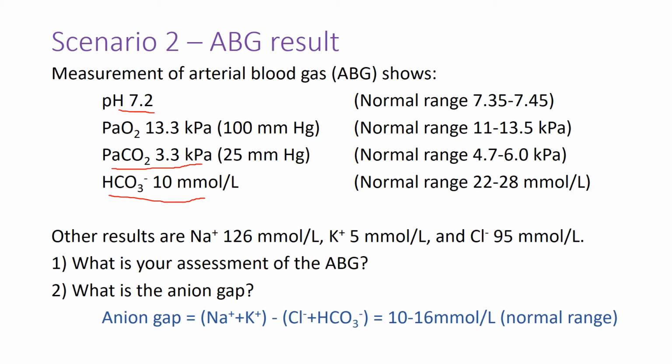What about the anion gap? Well, if you look at the sodium level in the results, it's 126, potassium was 5, and the chloride 95. So if you add sodium and potassium together, 126 with 5 is 131. Take away 95, and the bicarbonate level was 10. So that's 105. 131, take away 105 gives you 26. Remember, the normal range for anion gap is 10 to 16. This is a high anion gap because the cause of this metabolic acidosis is a new diagnosis of diabetes with ketoacidosis.